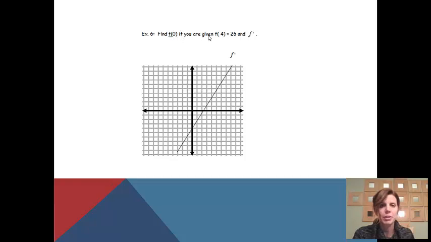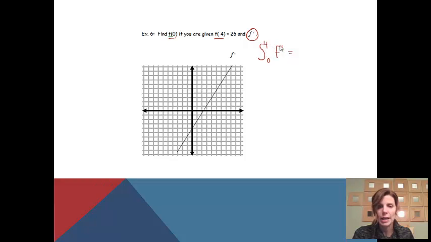We want to find f of 0 if we're given that f of 4 is equal to 26, and we're given the graph of f prime. When they gave me two values, f of 0 and f of 4, and they tell me something about f prime and give me a picture, that's my cue to set up a problem like this. We're going to have an integral sign. Since my two numbers are 0 and 4, I'm going to have my integral from 0 to 4. The function I'm going to use is this one right here, because that's the one given to me. Then, just like we did in the problem before, I'm going to set this problem up.